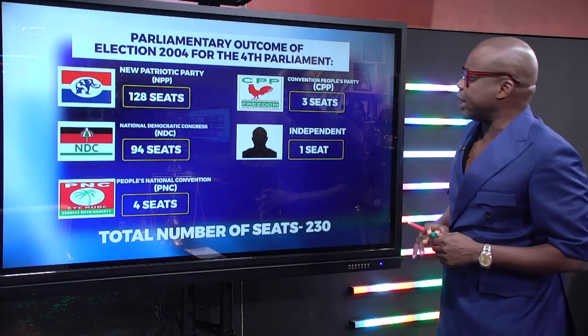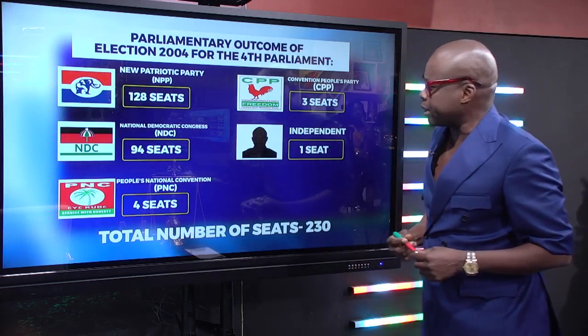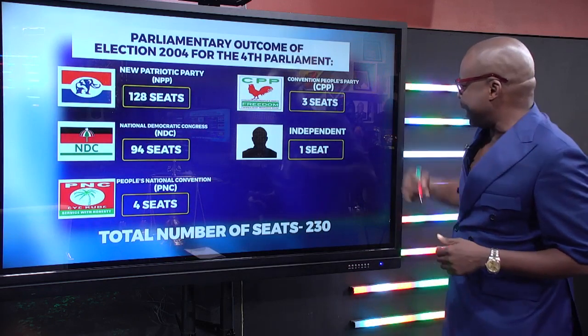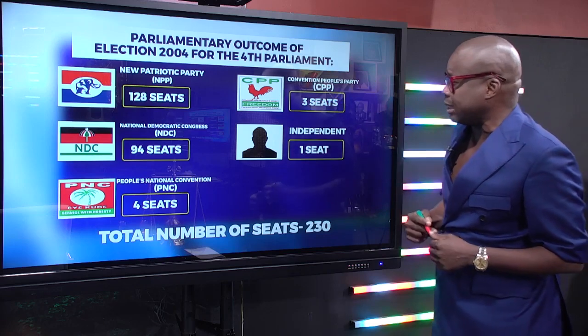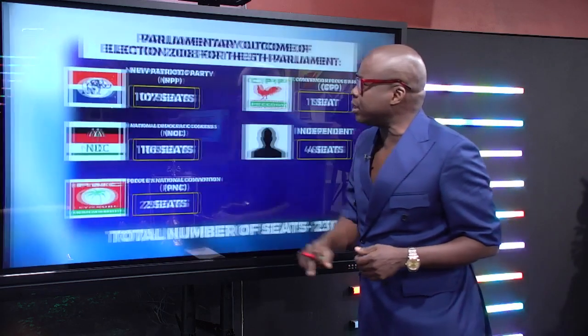Let's move on. This is 2004. 128 seats for the New Patriotic Party, 94 seats for the NDC. PNC has 4, CPP has 3, Independent has 1. In fact, CPP moves to 3 seats in 2004, and PNC has 4 seats. Okay, let's continue and see what happens.